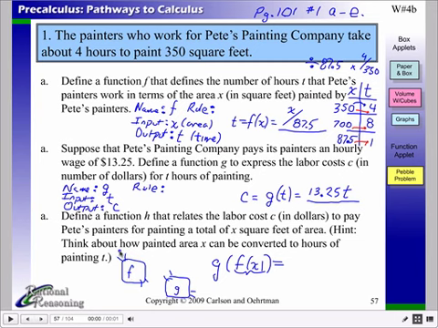And the input of f is? X. And out of f comes? T. And that goes into g. And out comes? C.